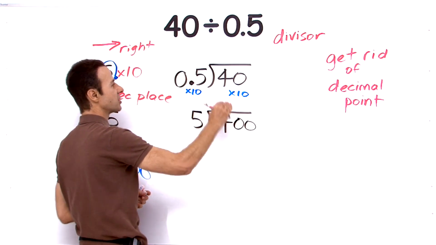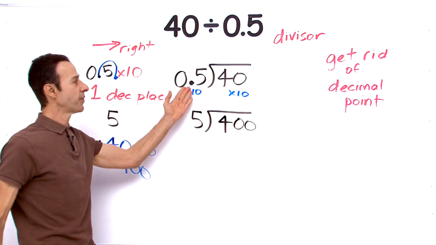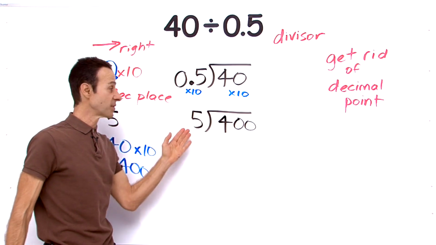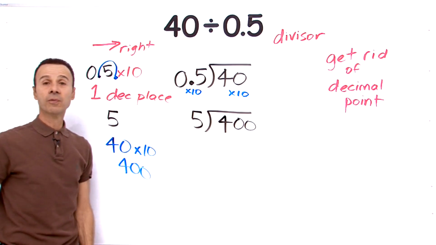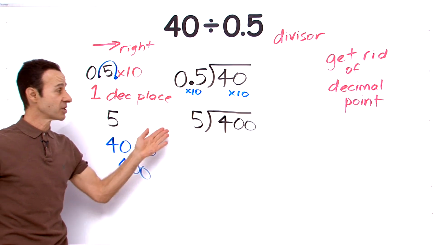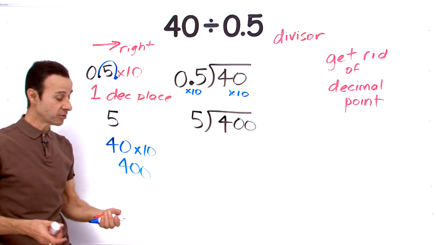Now that's exactly the same as doing that. So 0.5 divided into 40 is the same as 5 divided into 400. So now the easy part is just to divide 5 into 400. So let's go ahead and do that.